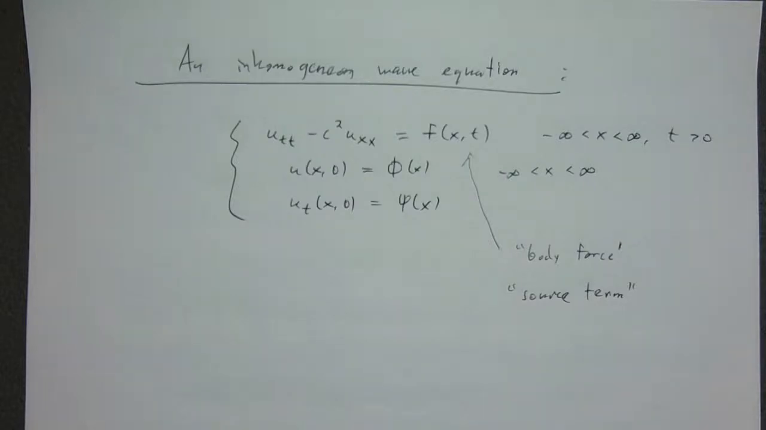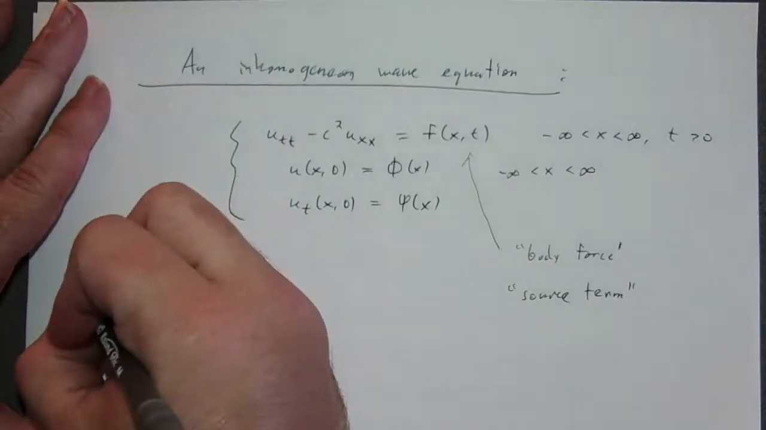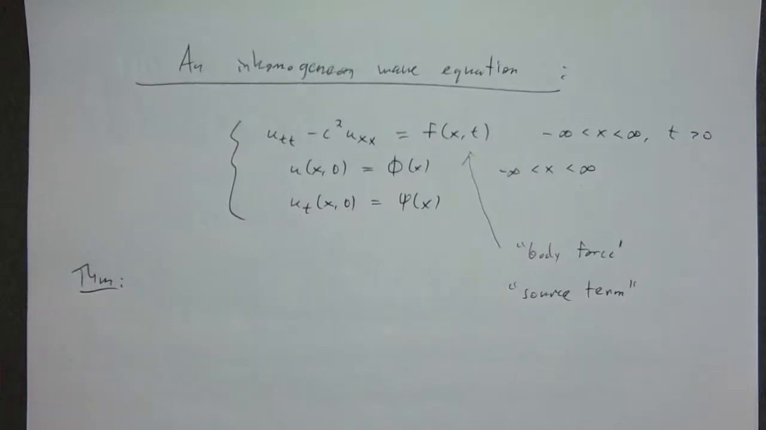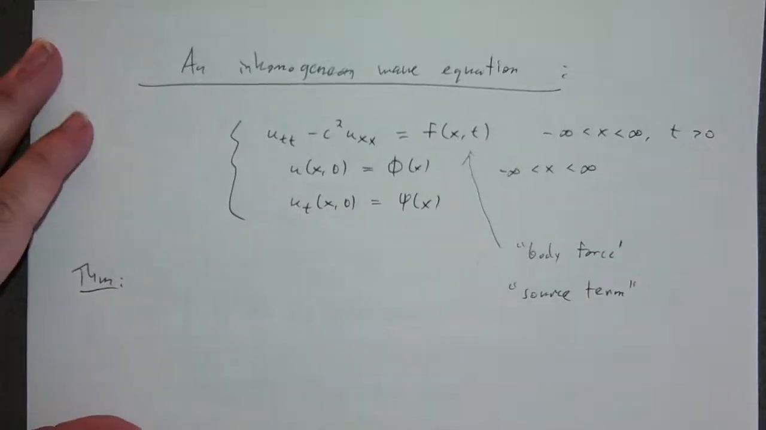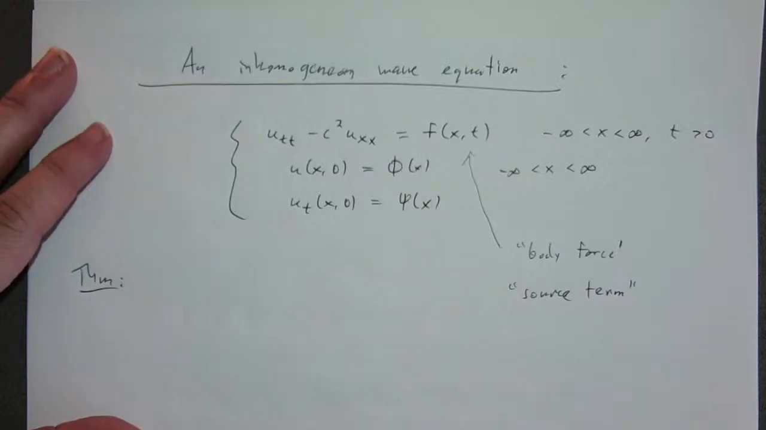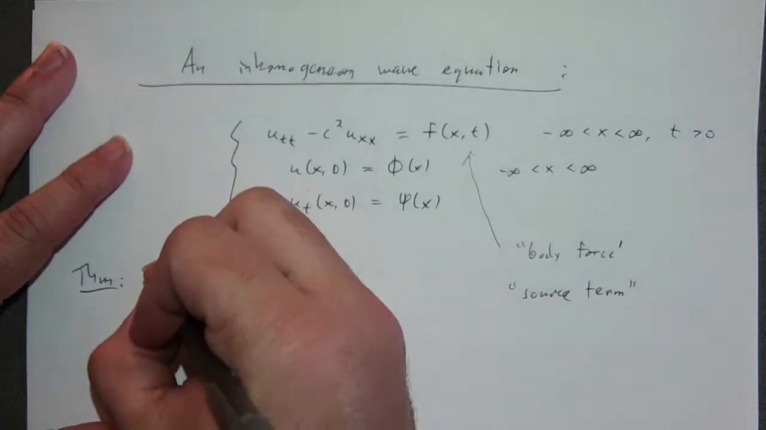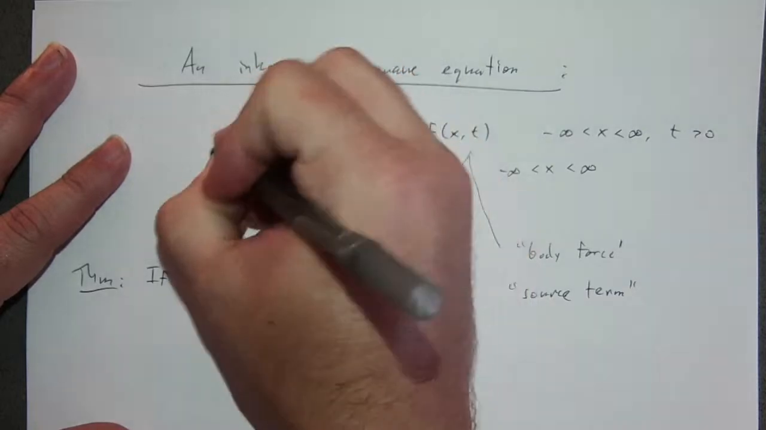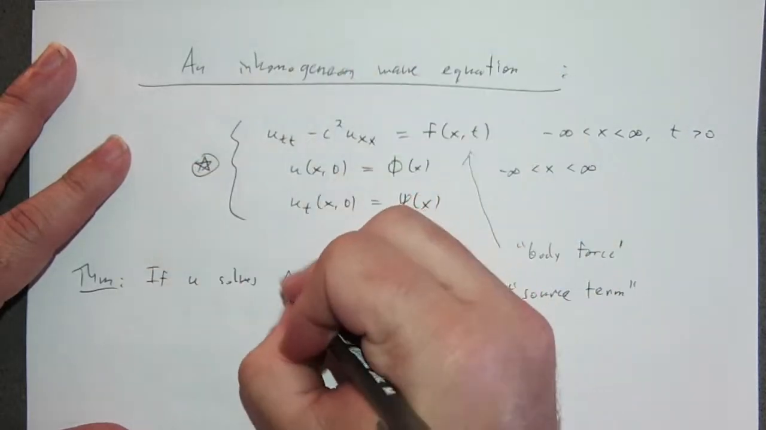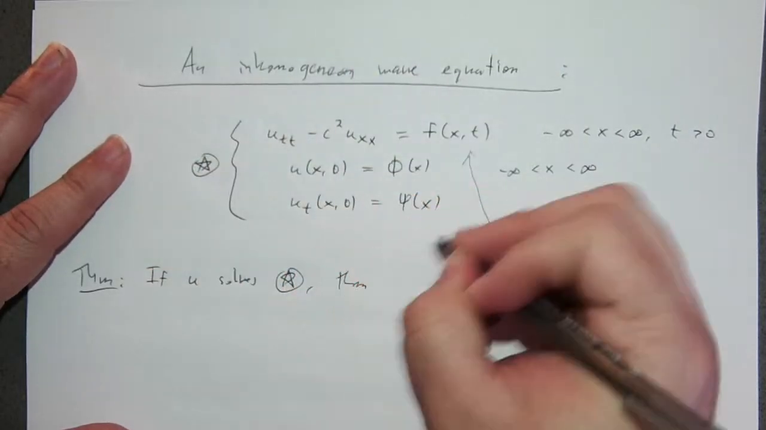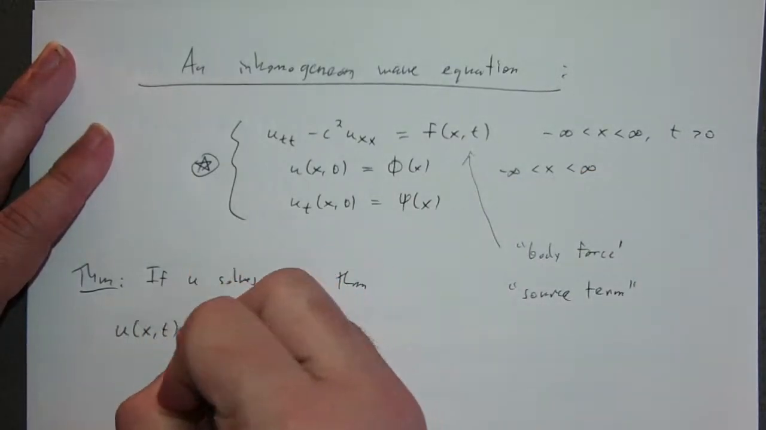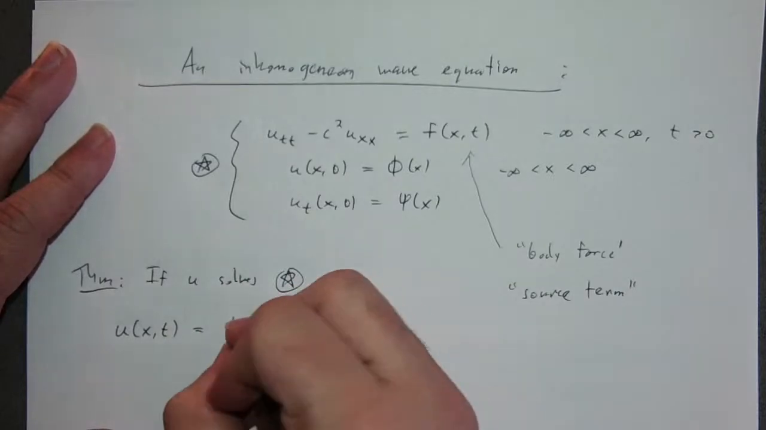Okay, and so it turns out that we have the following theorem. I'm not going to prove this, but it is pretty straightforward. I can extend D'Alembert's formula to inhomogeneous wave equations in the following way. So if u solves, I'm going to call this star, then the actual form of this thing is D'Alembert's formula.